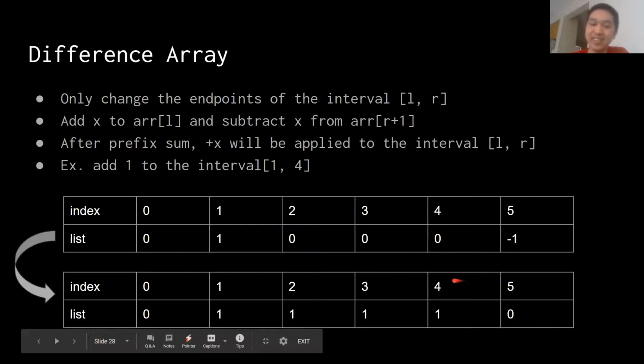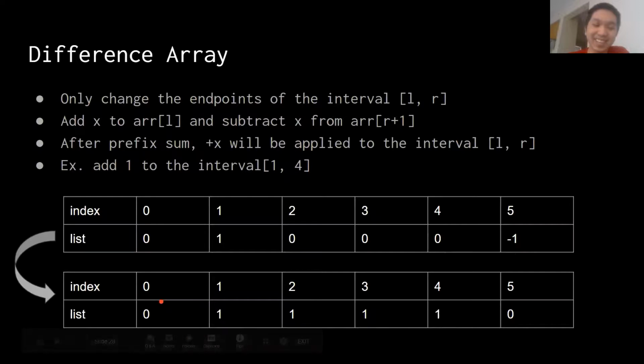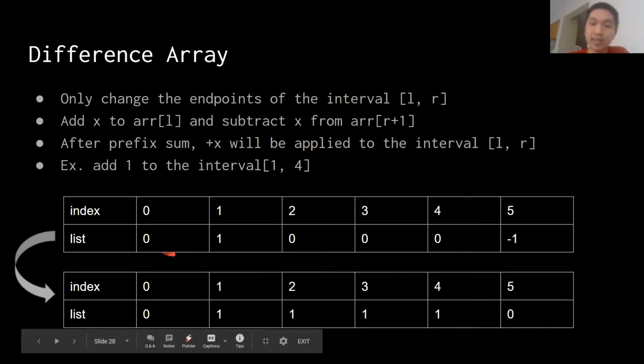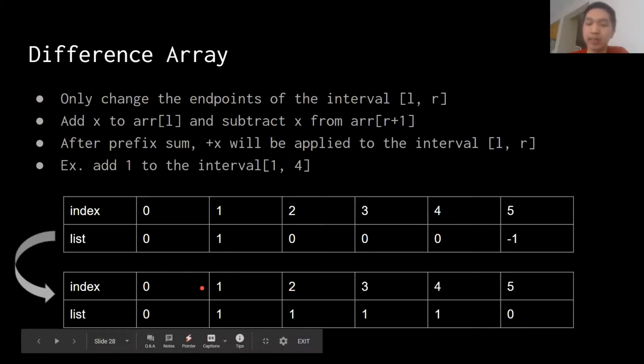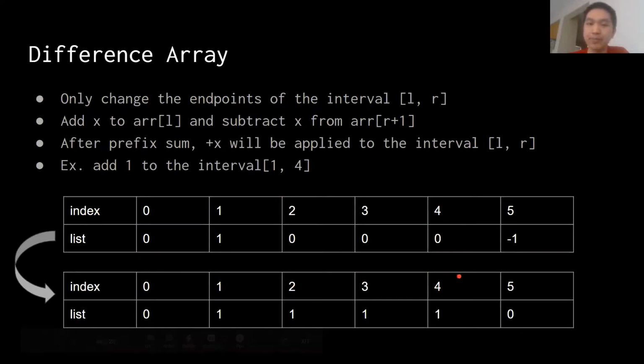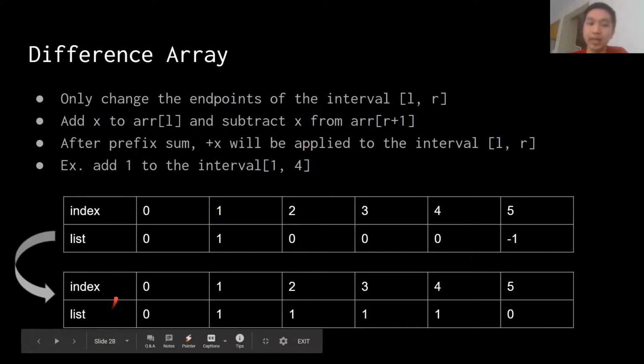So this is like some sort of magic, right? Once you apply the prefix sum array formula to the difference array, you would just end up with adding 1 to everything. So this is when you have to do a ton of changes, and then you only have to do one prefix sum array at the end.